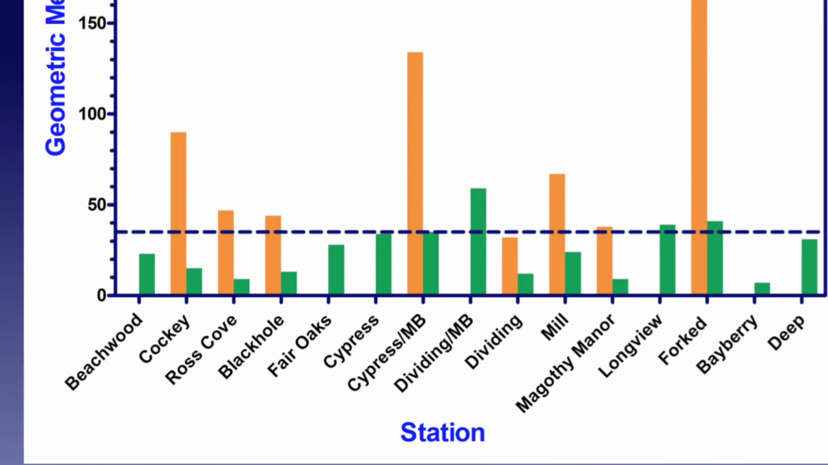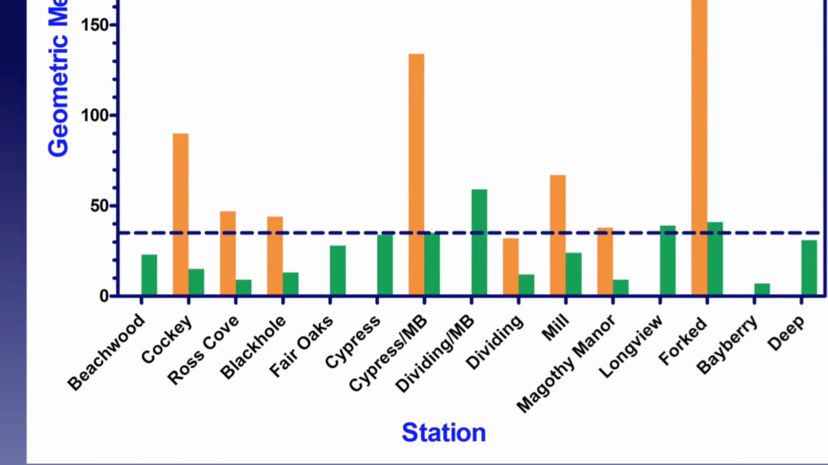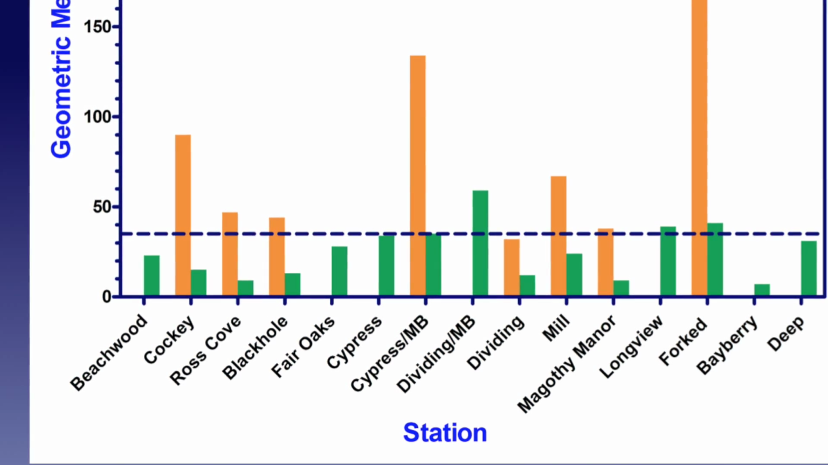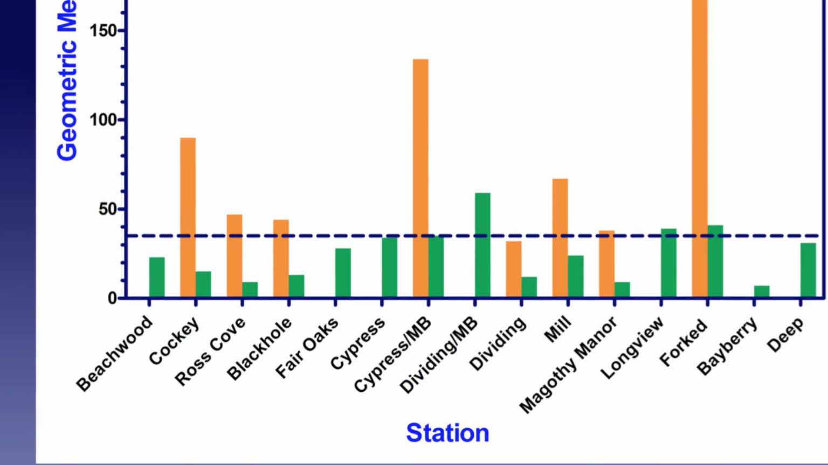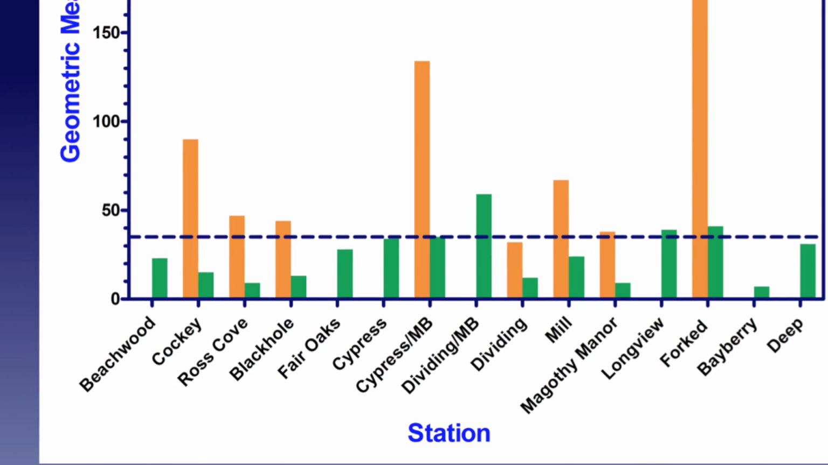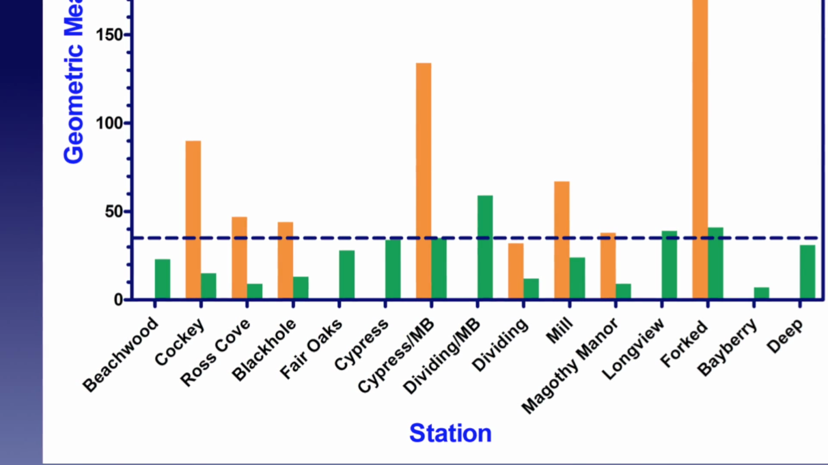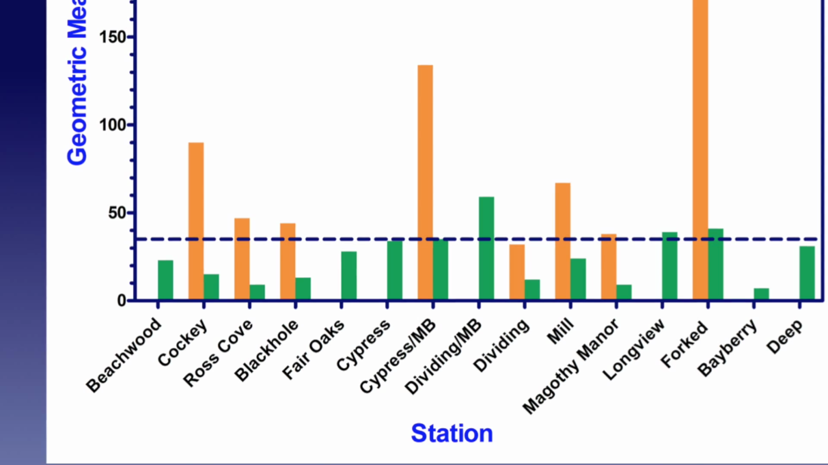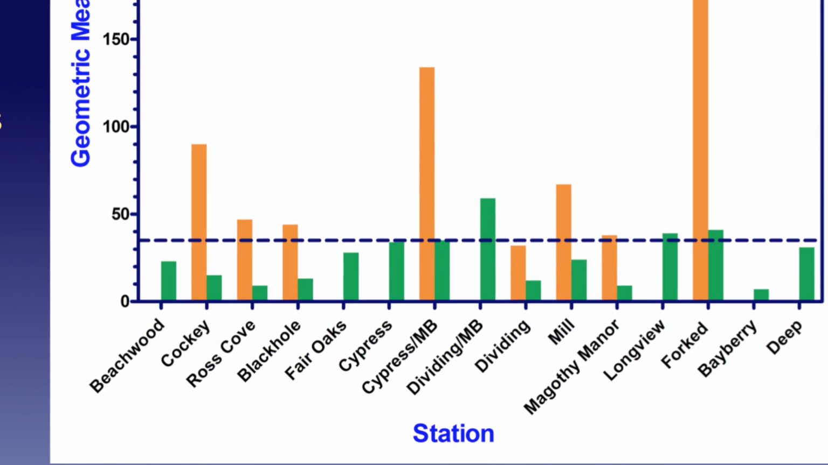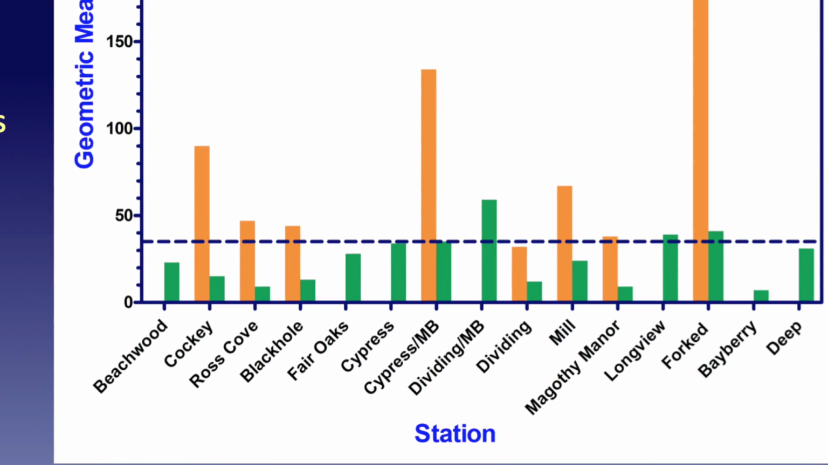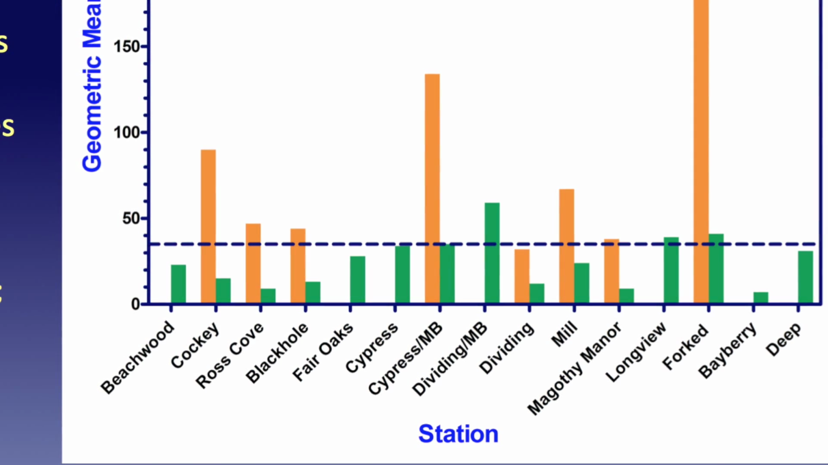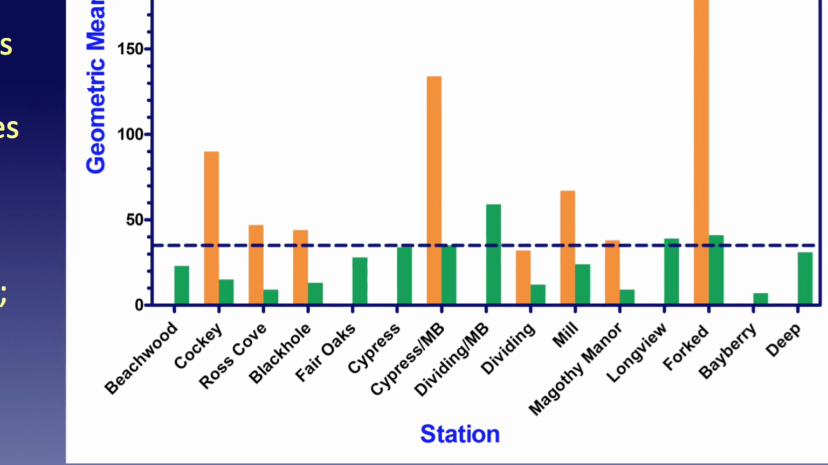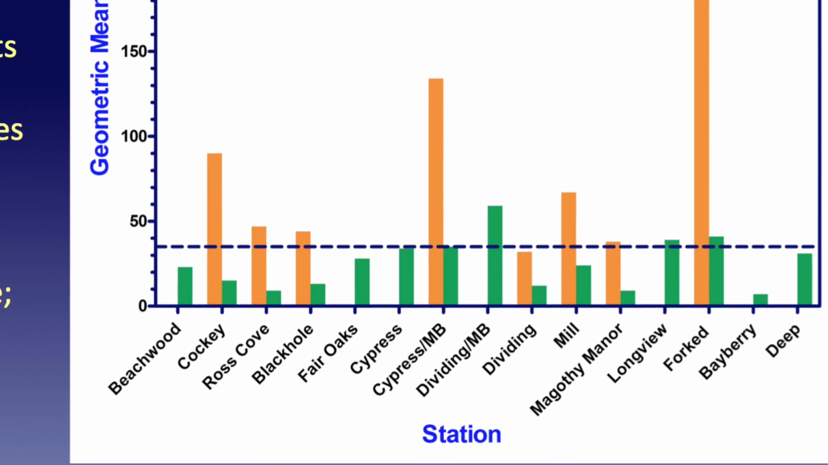So this dotted line is across here, and we can see that most of our sites then, with the exception of Dividing Creek at Manhattan Beach, most of our sites for without rain are good. You know, the water quality is good for recreational use. What's interesting here to note are Conkey Creek, and this is the Manhattan Beach side of Cypress Creek, and then Forked Creek. These are the three that are really showing high counts after rain events.